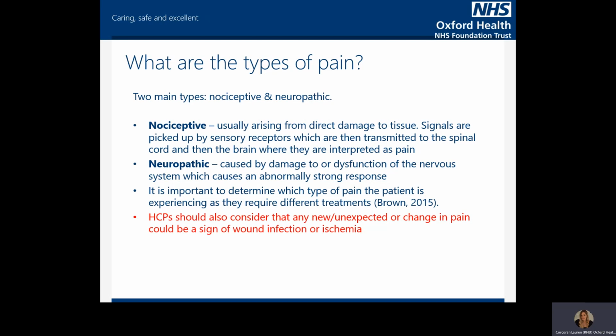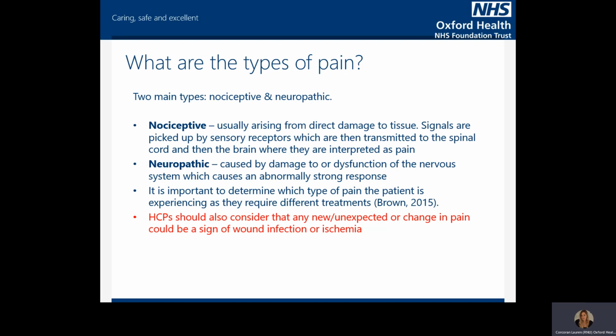Whereas neuropathic pain is a pain that's caused by damage to or dysfunction of the nervous system, and it causes an abnormally strong response. So it's very important to determine what type of pain the patient is experiencing, as they require different treatments. So we want to make sure that we manage that patient's pain to the best of our ability, and we're not going to be able to do that unless we know what pain they're experiencing.